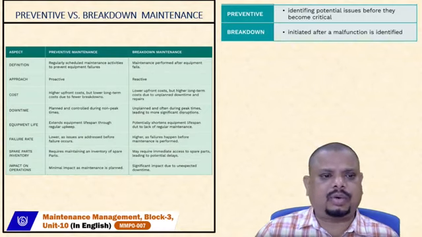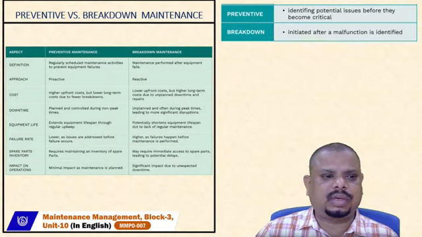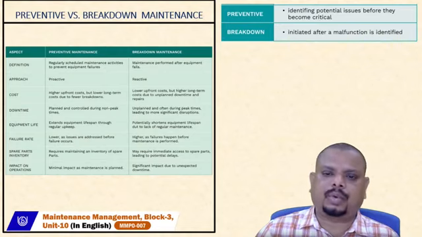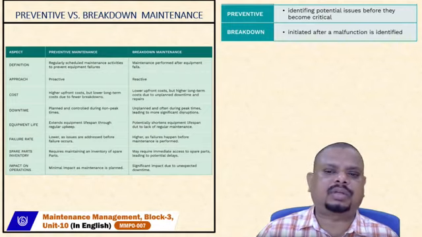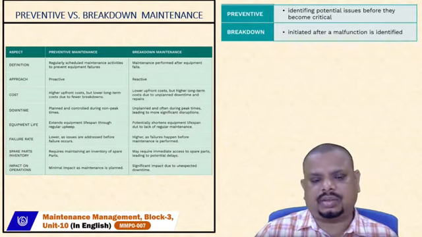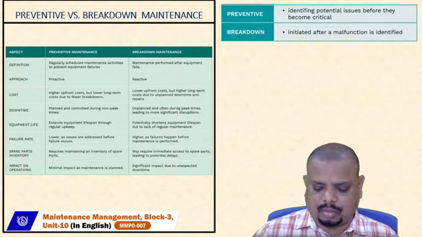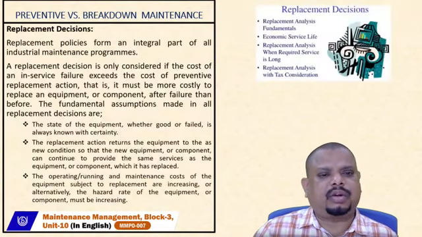I repeat, if you go to the fundamental aspect of preventive versus breakdown maintenance, the regularly scheduled maintenance is known as preventive maintenance, performed before they provide the critical error. But in case of breakdown maintenance, it is initiated after the malfunction, or you can simply say performed after the equipment fails. This is the basic definition. Moving to the next one, which is preventive versus breakdown maintenance.